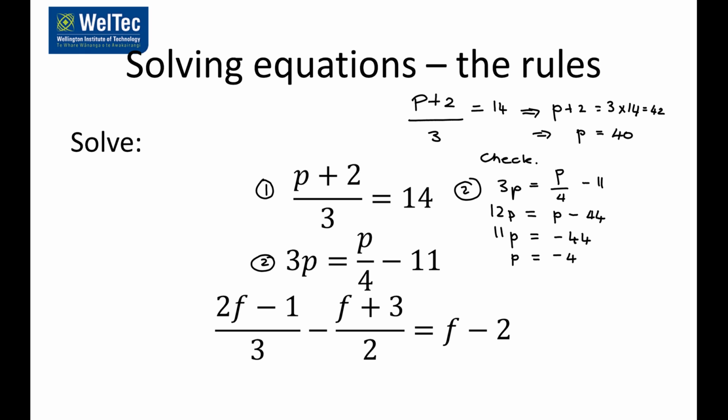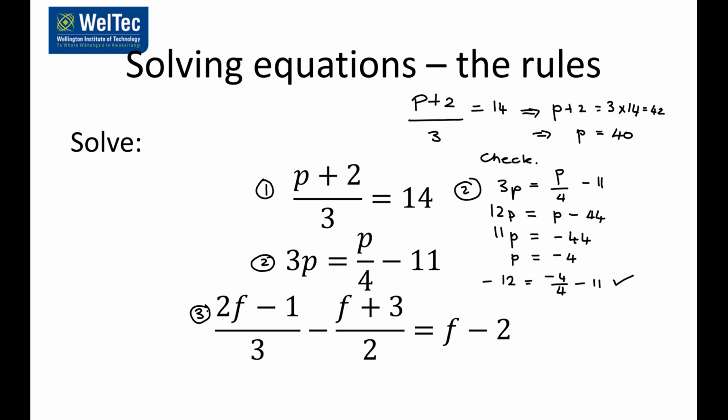So putting it back into the original, negative 12 equals -4 over 4 minus 11. Yep, that works. So we've checked our answer and we're done.